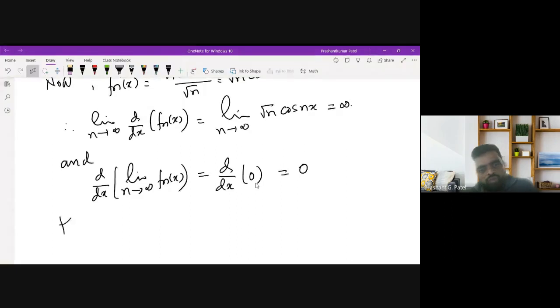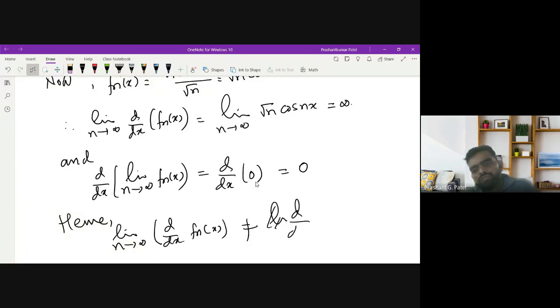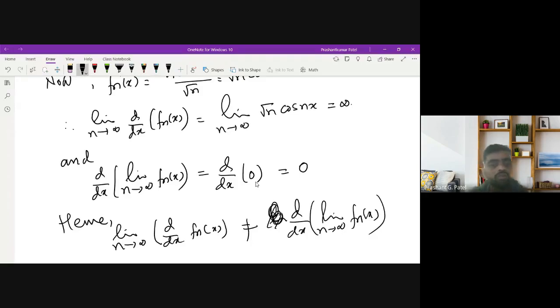So hence what we can say here is that the limit as n tends to infinity of d/dx of fn(x) will not be equal to d/dx of the limit as n tends to infinity of fn(x). So you cannot interchange the limit and the differentiation sign. Not only is differentiability not preserved, but even if it is differentiable, you cannot interchange the limit and the differentiation sign in general.